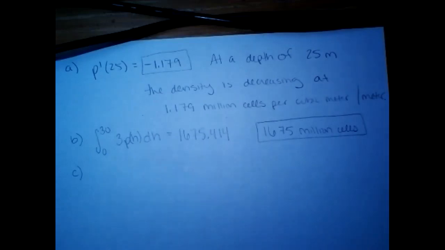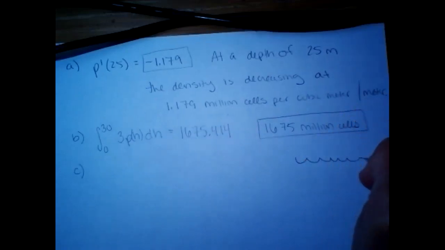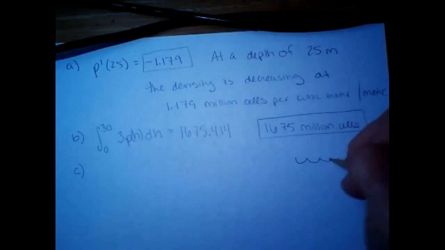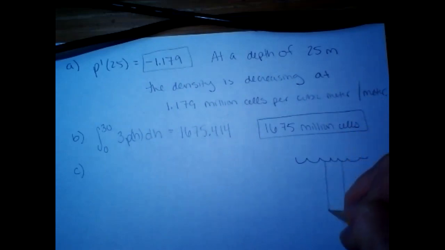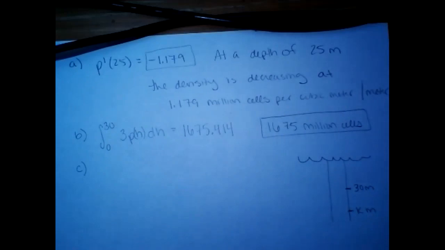I'm going to show you a picture of what this is going to look like here. So say that's the ocean. Here's your boat on top of the sea. And then this is the column of water going down into the ocean. So here's a depth of 30 meters. And then further down, even below that, we've got this depth of K meters. So K is deeper than 30 is what's going on.